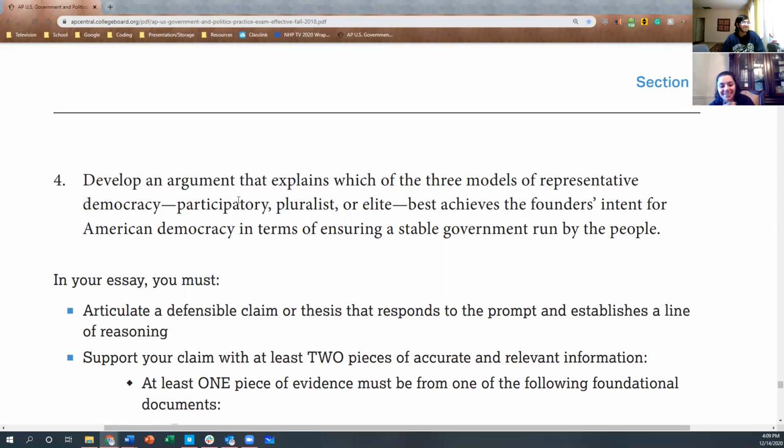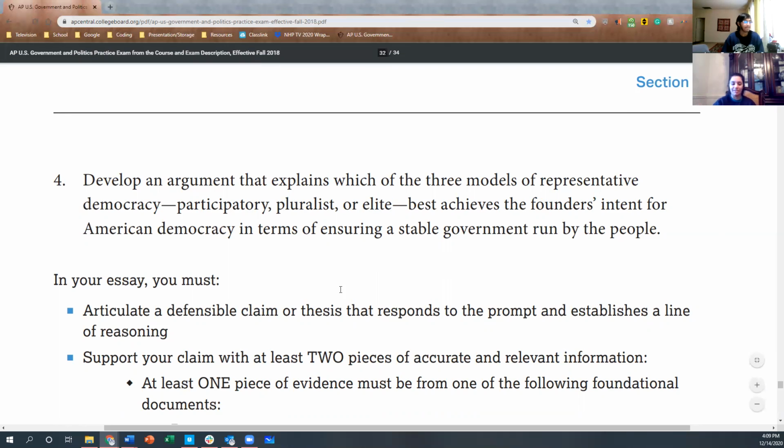So long ago. Participatory has to do with lots of popular sovereignty, everyone putting their time in. It's closest to direct democracy. Pluralist has to do with interest groups. Hyper pluralism, you can throw in there, has to do with lots of competition where no one gets anything done, because the government tries to appease everyone, all the groups. Elite is where just the elite people run the government.